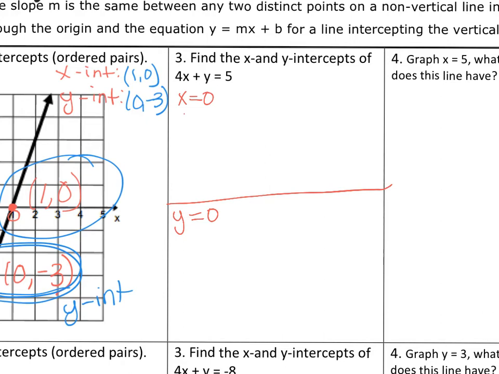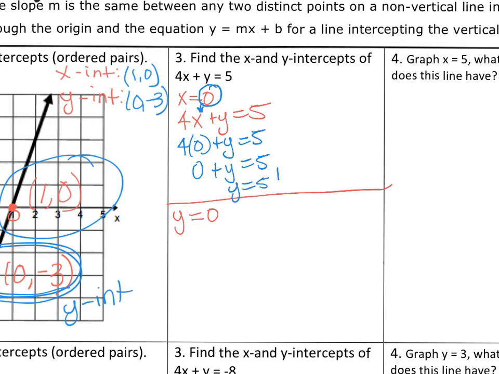You're going to rewrite your equation, 4x plus y equals 5, and you're going to plug in 0 for x. That way you can see what y is equal to. So it's like you're inputting 0 to see what your output is. 4 times 0 is what? 0. 0 plus y is equal to 5. Well, 0 plus anything is just whatever that is. So you could just write y equals 5.